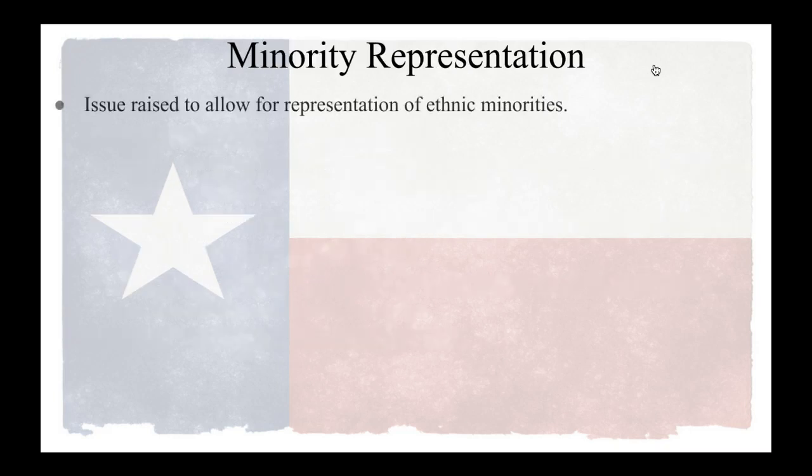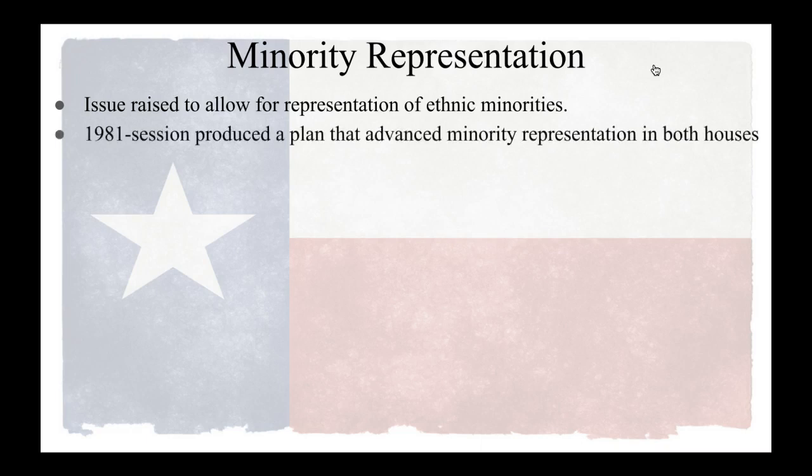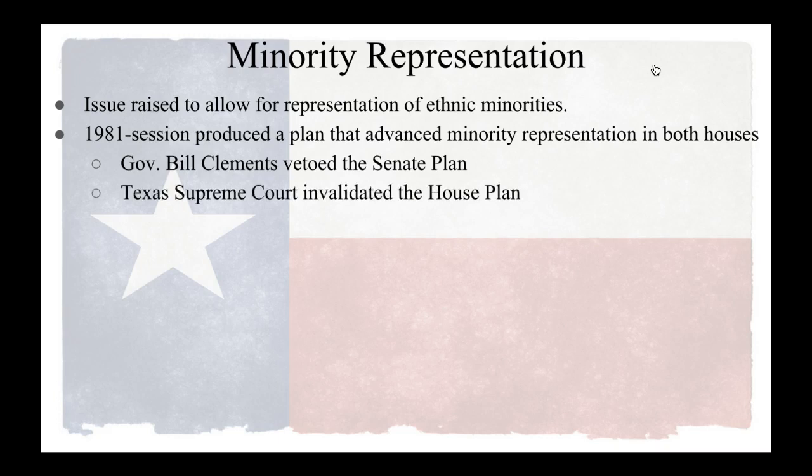So that leads us to minority representation. This is the issue that was raised to allow for representation of ethnic minorities, and one of those three major issues that arise from this process. In 1981, the legislative session produced a plan that advanced minority representation in both houses. But this plan was defeated. The Senate plan was vetoed by Governor Bill Clements, and the Texas Supreme Court invalidated the House plan.